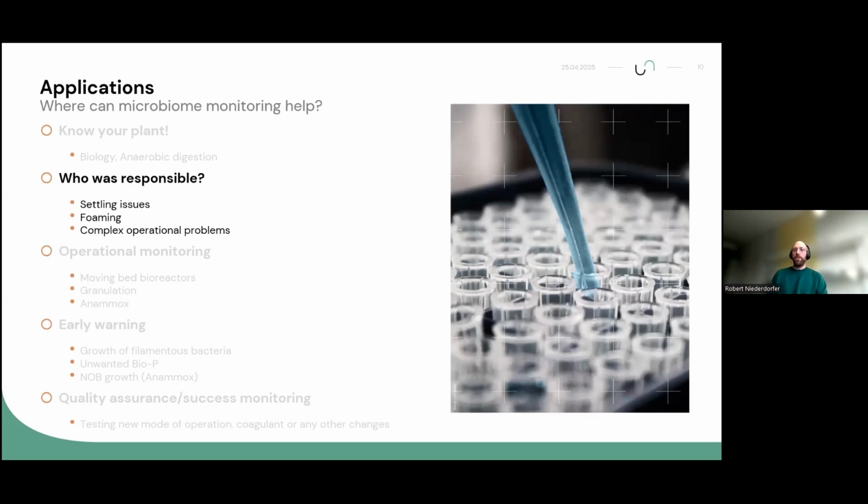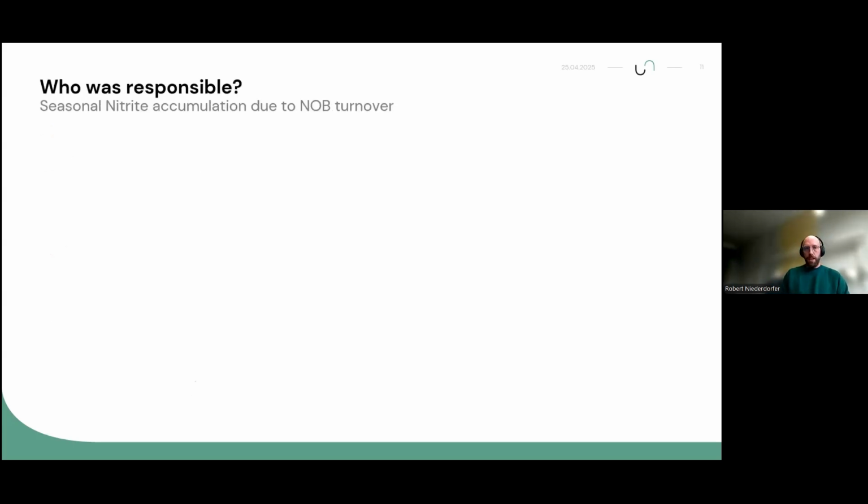Another application that is very important and is basically one of our best selling points is figuring out who was responsible for settling issues, for foaming, or very complex operational problems. Here I also have some good examples. For example, a seasonal nitrite accumulation. Nitrite is a toxic compound, especially for fishes. And when it gets released in the environment, it causes big problems.